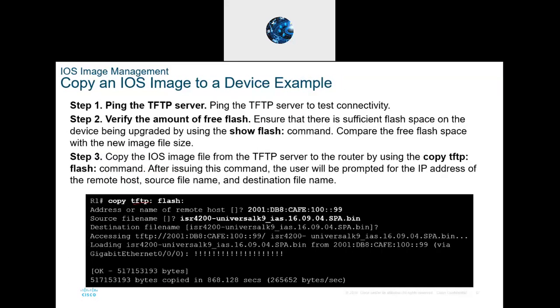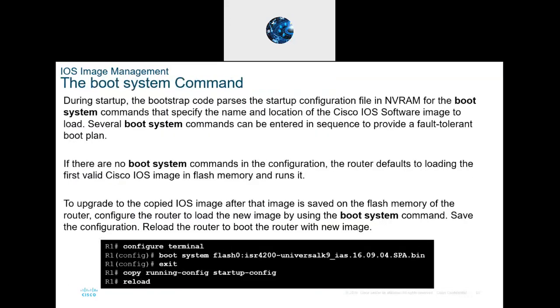I think there's a mistake here. Copy flash TFTP. We are taking something from the flash to TFTP. Okay, so the first backup is from flash to TFTP. The return should be TFTP to flash. So I think I've explained this my own way.